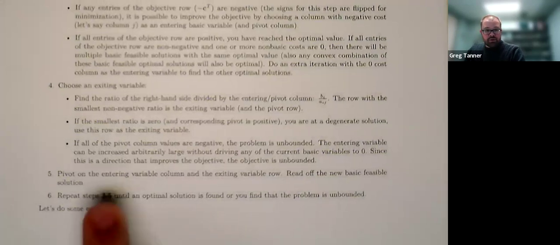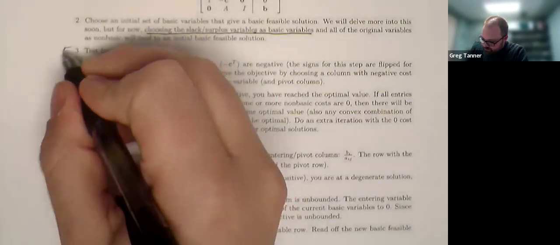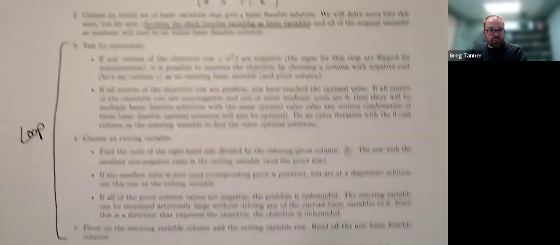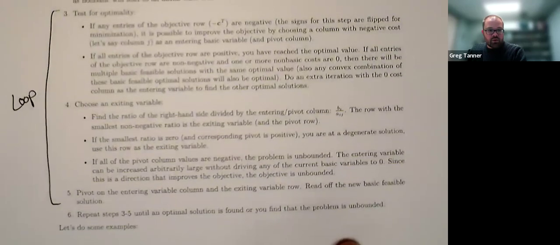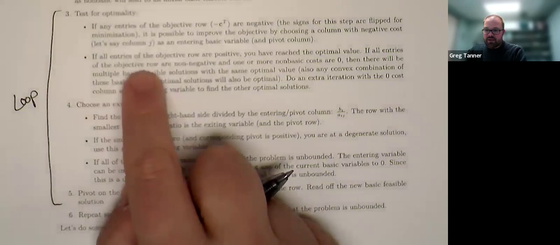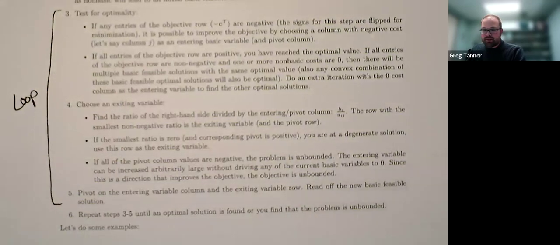Then we get into a loop. We repeat steps 3 through 5 in a loop. We loop through steps 3 to 5 until finally, when we come back to step 3, we test for optimality and find that we've reached optimality.